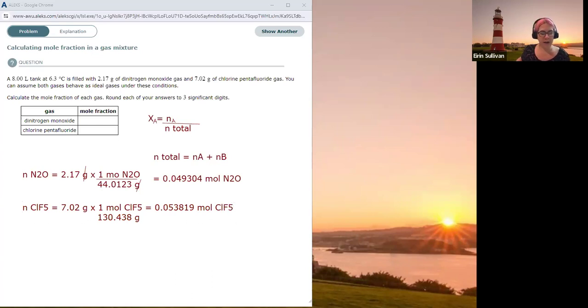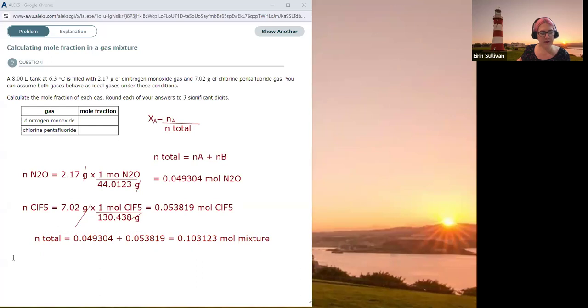All right, so then to get our total number of moles, we've got to add together those individual number of moles. So my n total is 0.049304 plus 0.053819 gives me a total of 0.103123 moles, okay, of mixture.